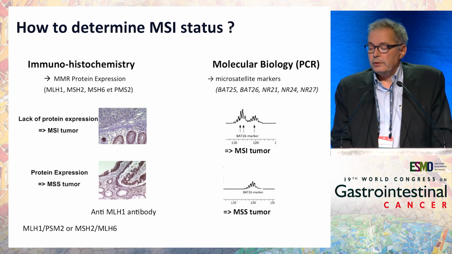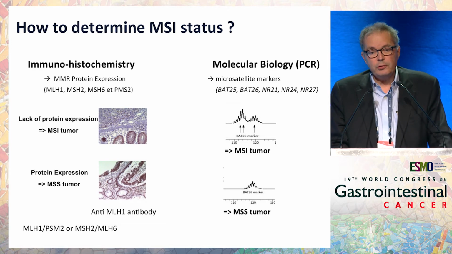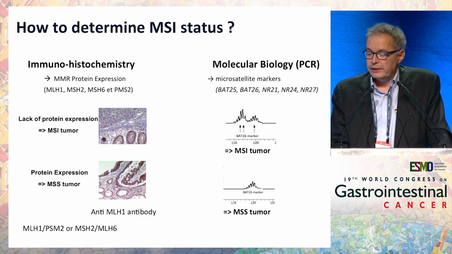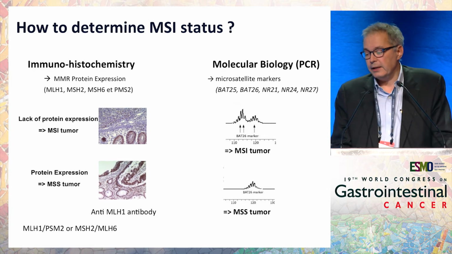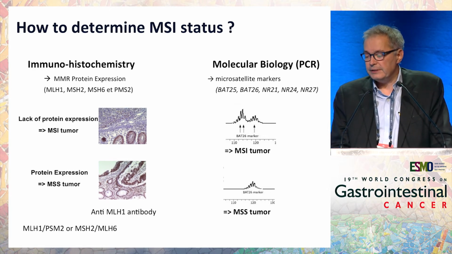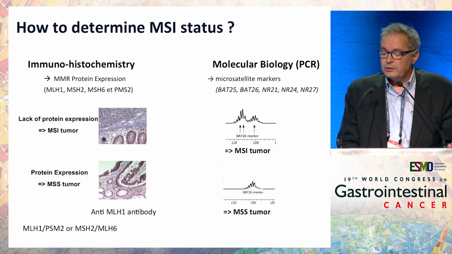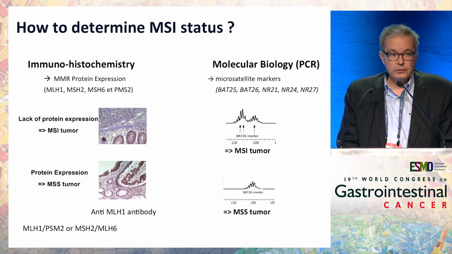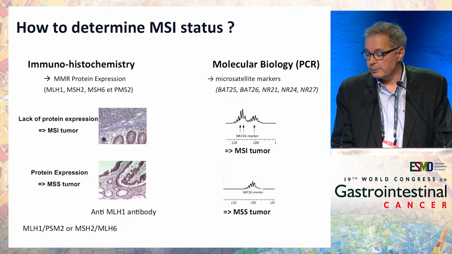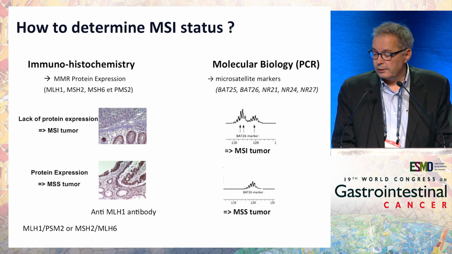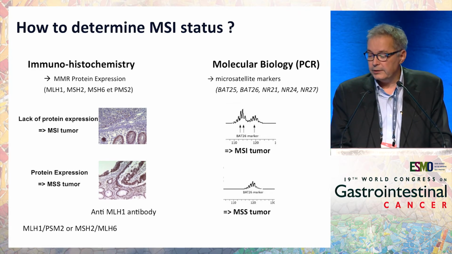So you can also determine the status by measuring the protein expression by immunochemistry. And so you have antibodies, again, MLH1, MSH2, MSH6, and PMS2. And you observe the lack of protein expression in the tumor cells as compared to the normal cells, which is represented here. Here you have normal cells and tumor cells that express the proteins, so you have MSS tumors. And here you have, in normal cells, the expression of the protein and none in the tumor cells.